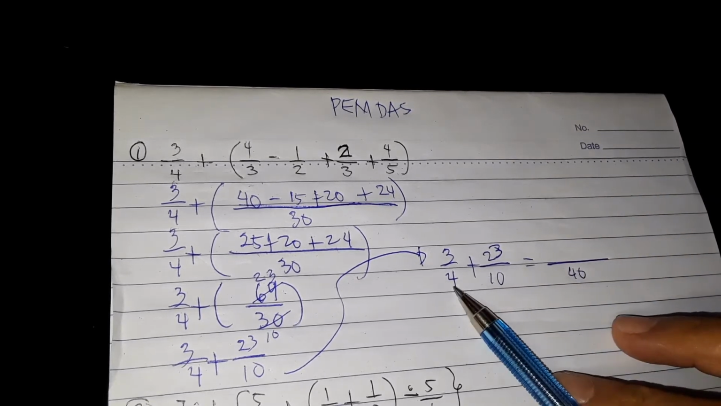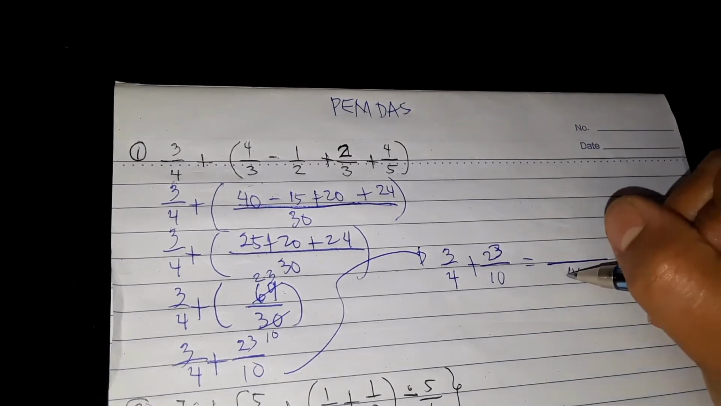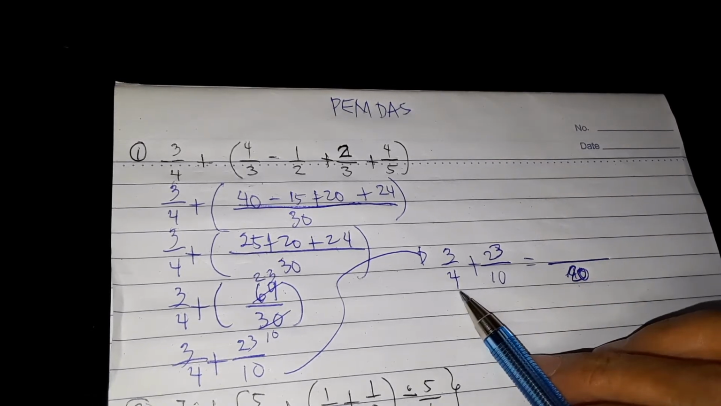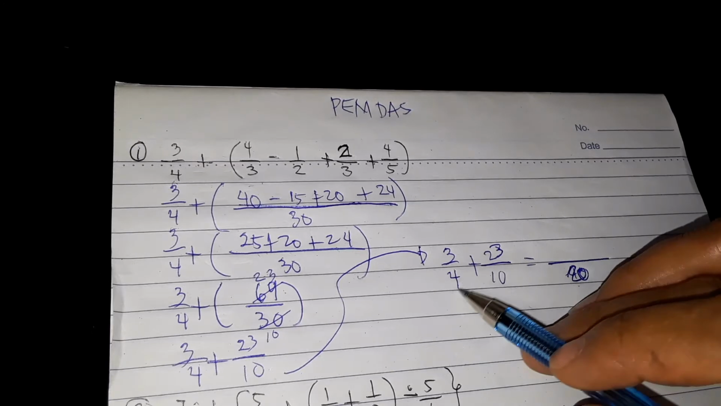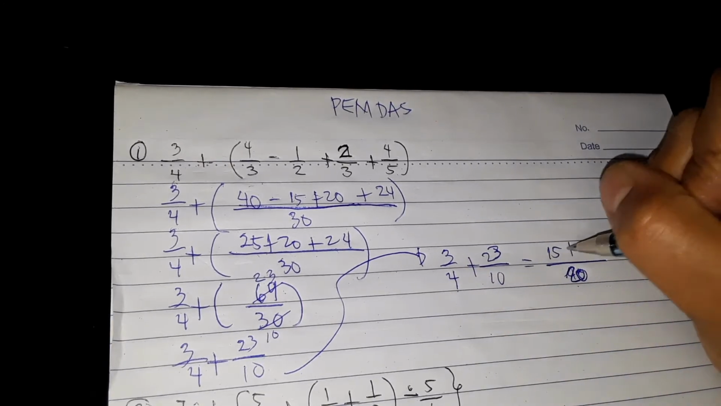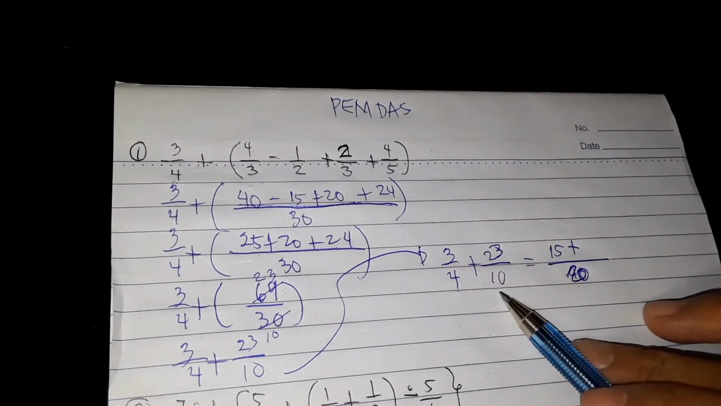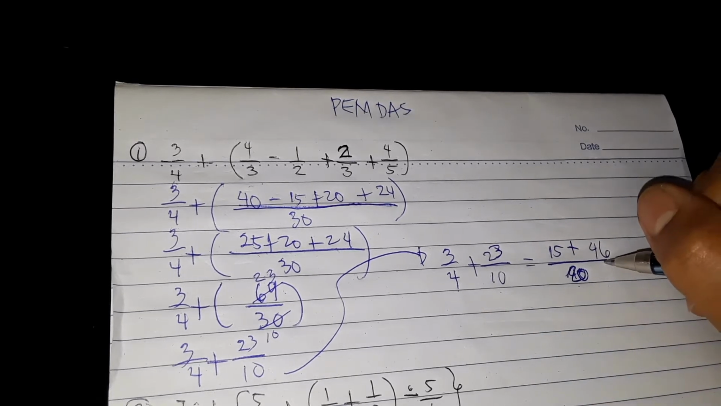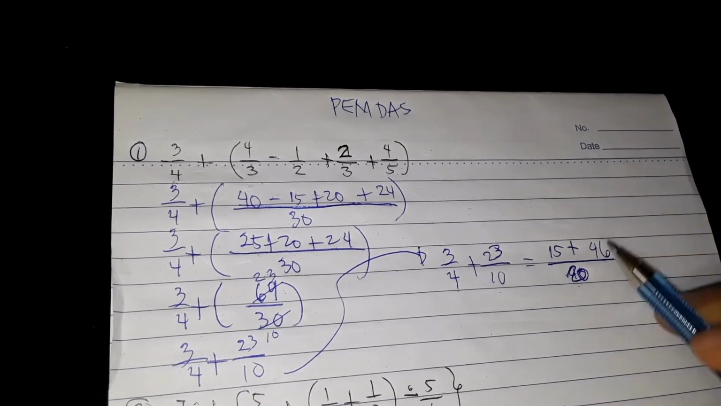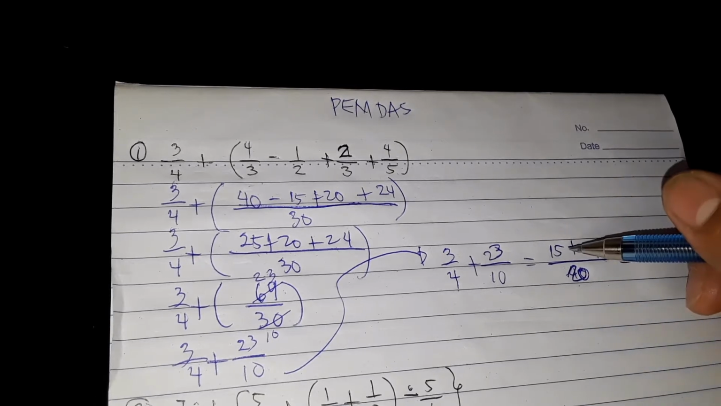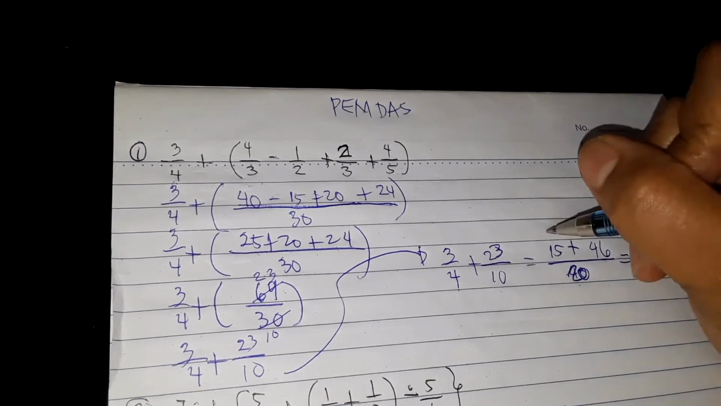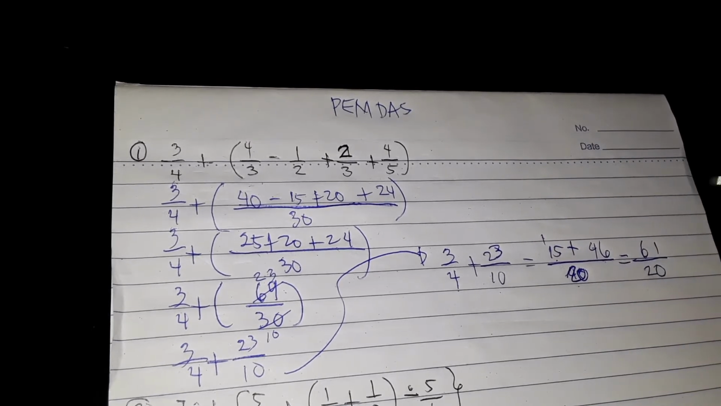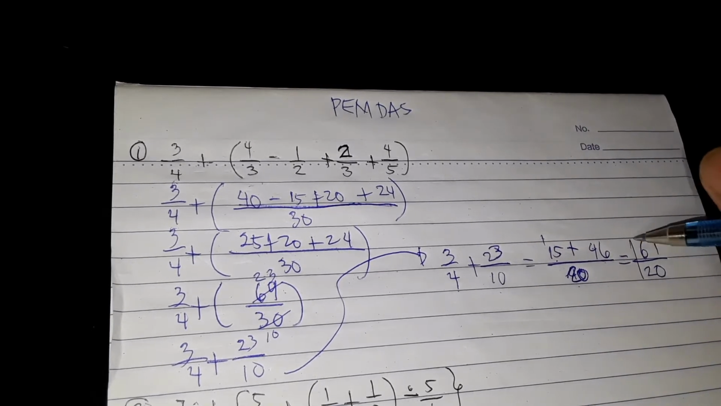So 40 divided by 4, 10, sorry, 20 divided by 4, we have 5. 5 times 3, we have 15. Plus 20 divided by 10 is 2. 2 times 23, we have 46. Then add 15 plus 46, we have 11, carry 1, 4, 5, 6. So 61 over 20. So this is our answer.